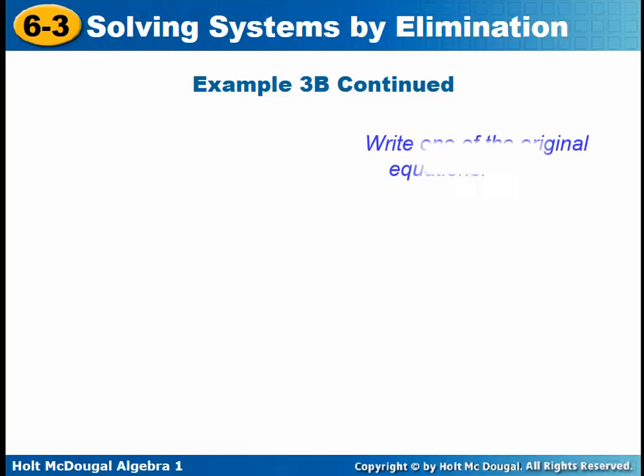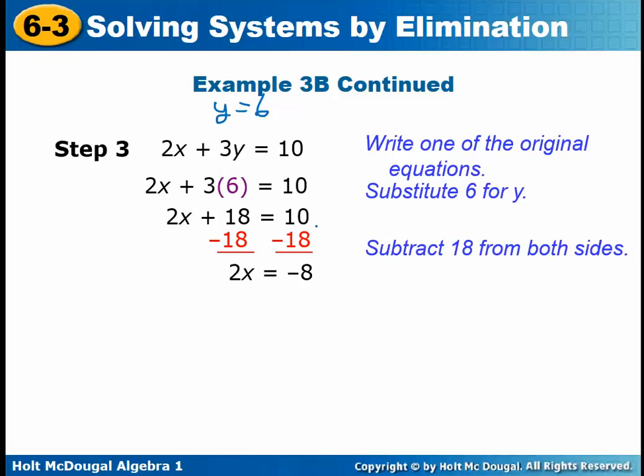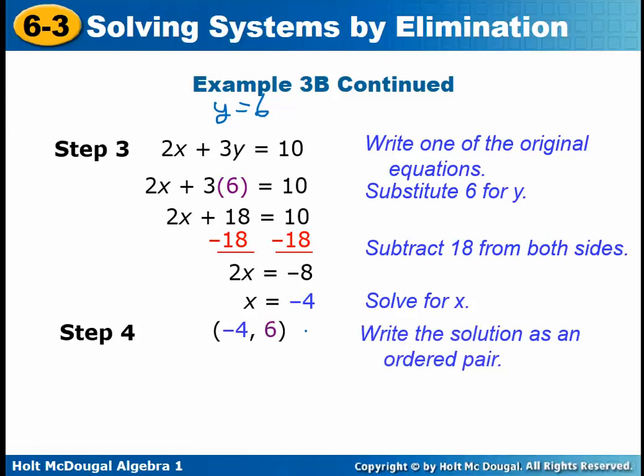Once you find y, we still need to plug it back into one of the original equations in order to find x. So we get 2x plus 3 times 6, because that was our value of y. We found y equals 6. 3 times 6 is 18, and we finish solving this for x using the skills that you learned in algebra first semester. So 2x equals -8, divide both sides by 2, x equals -4. Write that as an ordered pair and check your answer, and you're all done.